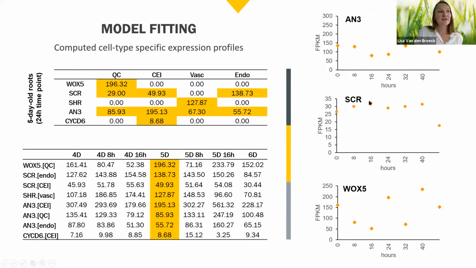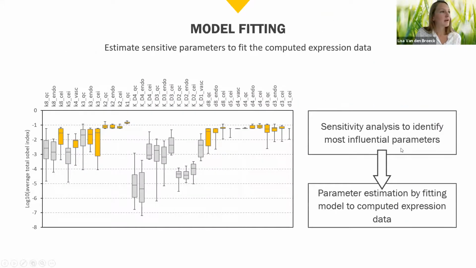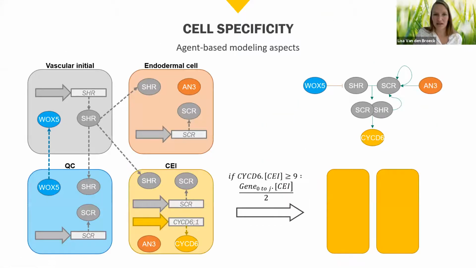So we fitted our data onto these expression patterns. And so we want our simulations to look as closely as possible to the real data that we have. So these are the data that we have, the little dots, and then the lines are the simulations that we have.